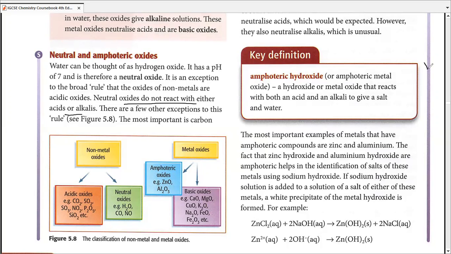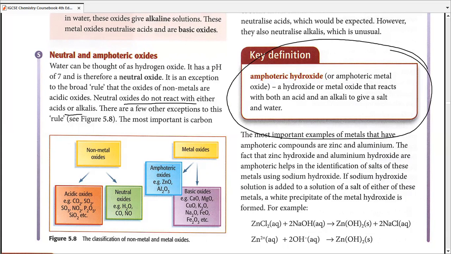Taking a look at the key definition in the center of the page, you would see the definition of amphoteric oxide or hydroxide. Amphoteric metal oxides or hydroxides are the ones that react with both acid and alkali to give a salt and water. So usually acids and alkalis react to form salt and water, which are the neutral substances. So what we say over here is that amphoteric oxides can do the same with acids as well as alkalis.